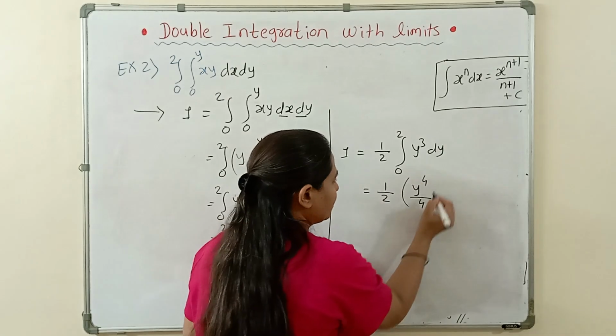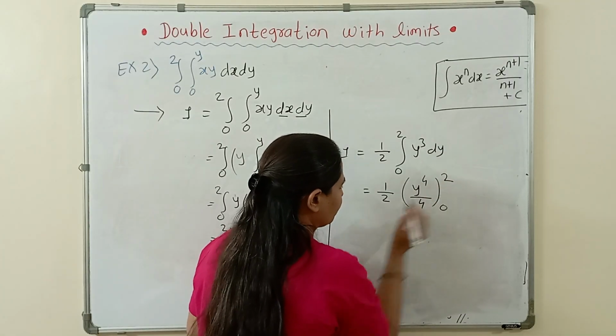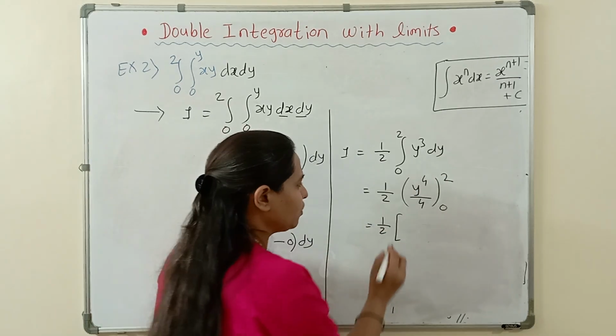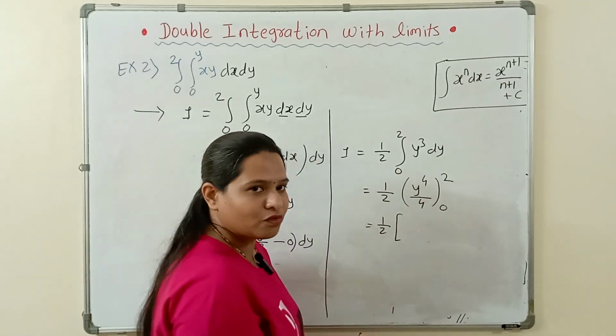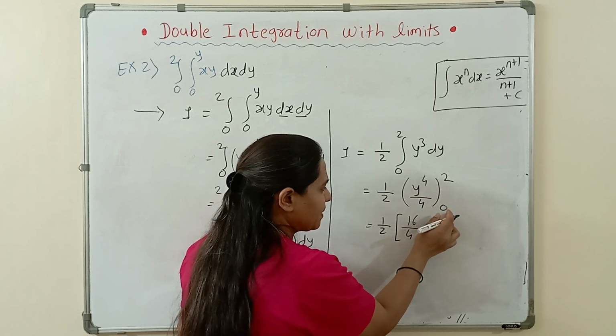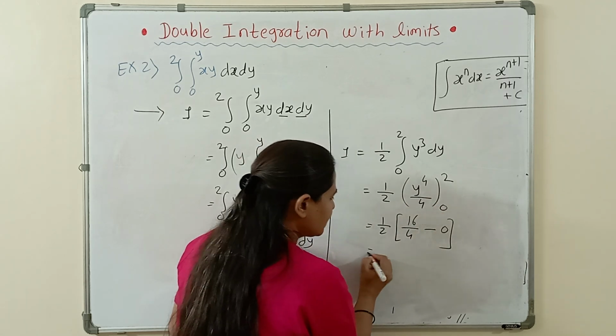Okay. And now let us apply the limit from 0 to 2. So it will be what then? 1/2. Replace y by 2. It will be what? 2 raised to 4. What is 2 raised to 4? It is 16. So 16 by 4 minus, replace y by 0. It will be 0.